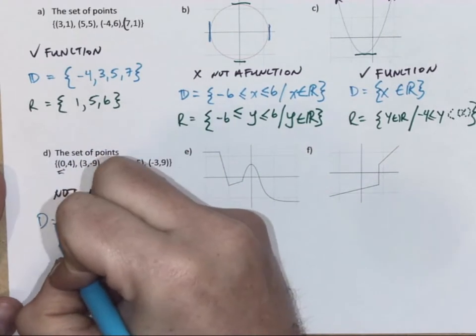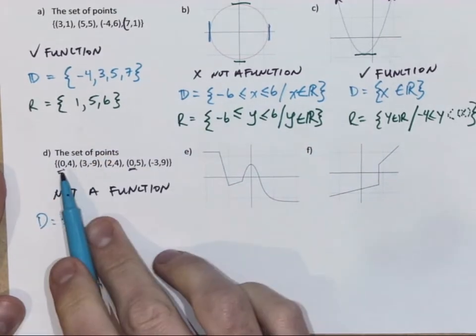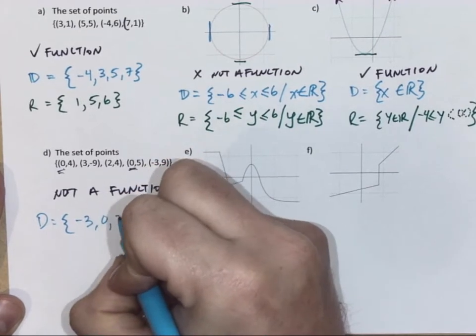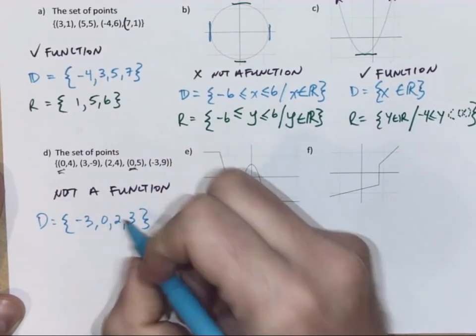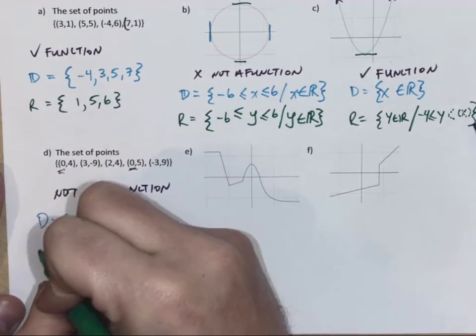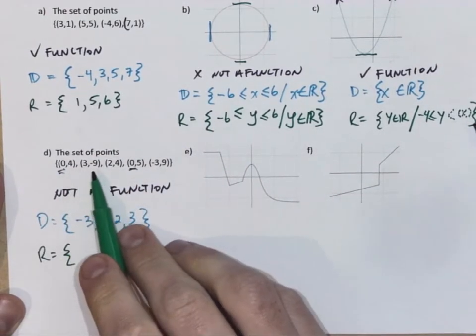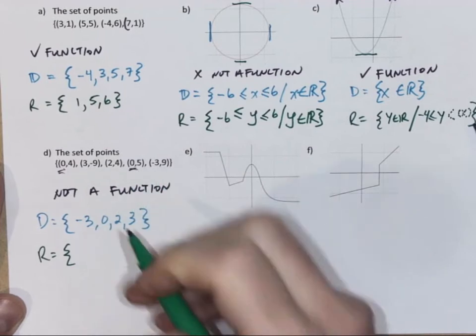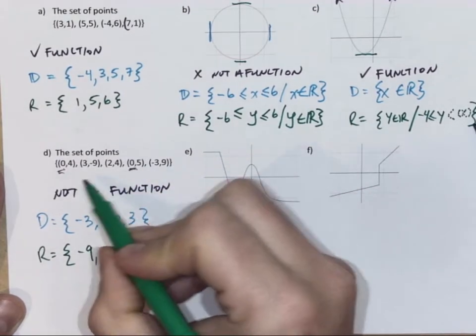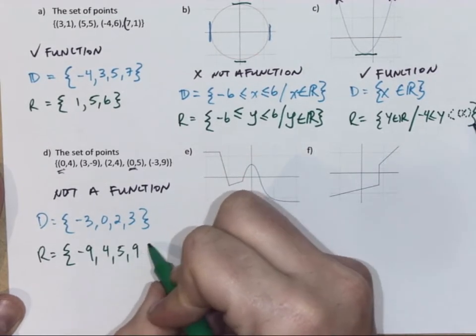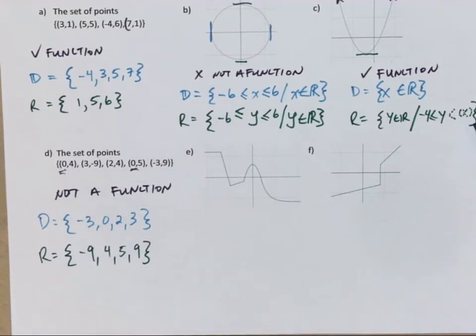Again, domain, it's a set of points, so I need 0, 2, 3, and negative 3, in order. For range, specifically, it can only be 4, negative 9, 4, 5, or 9. So in order, negative 9, 4, 5, 9, close it off.